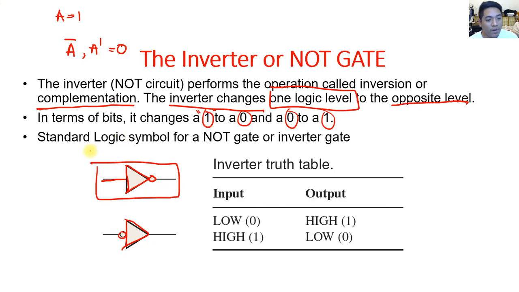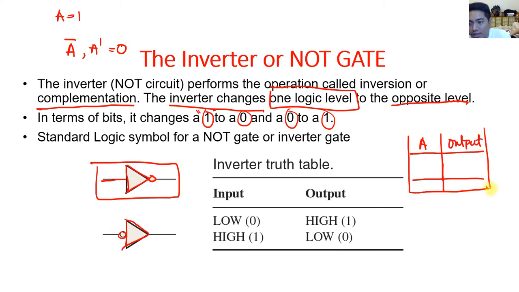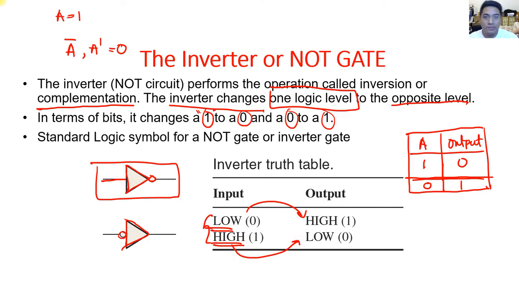So the truth table for an inverter, let's say we have A as our input and our output is this. The truth table contains all the outputs and inputs in a given logic circuit. If you have an input of 1, the output is 0. And if you have an input of 0, you have an output of 1. Likewise, if you have logic low as the input, the output will be logic high, or if you have logic high as input, you have logic low as the output. And that is the inverter or the NOT gate.